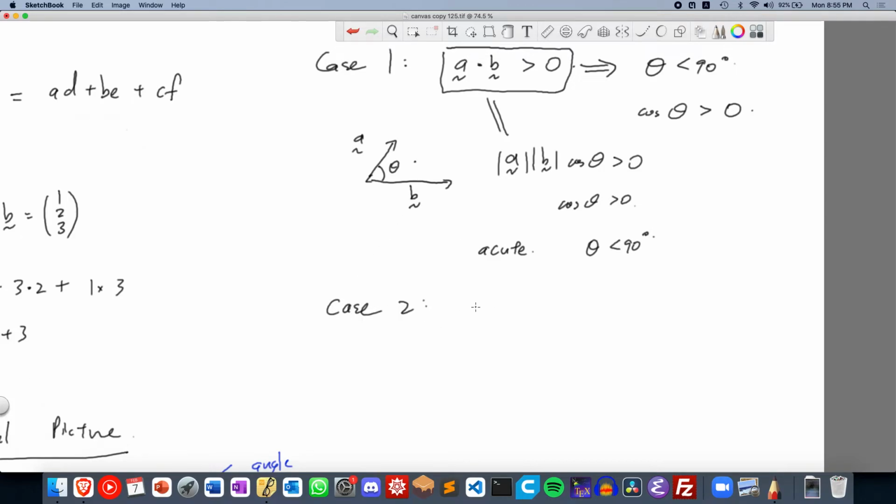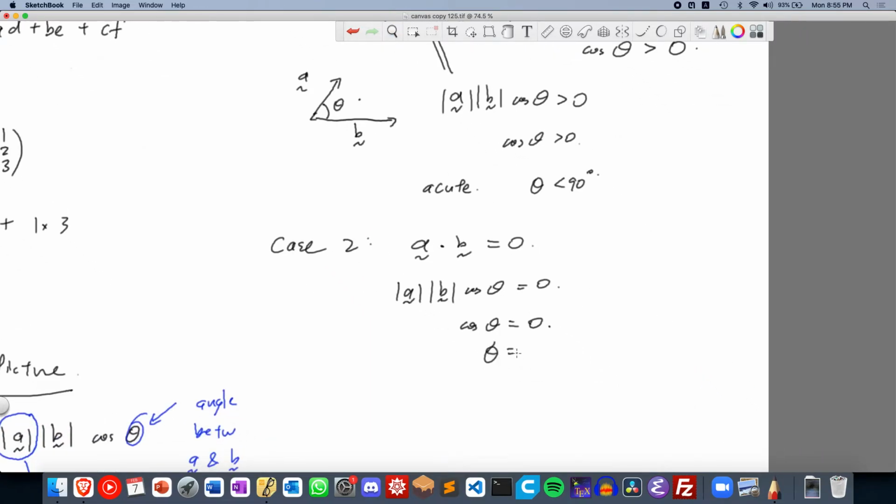Second case, if a dot b is 0, then that would mean that length of a times length of b times cosine theta equals 0, and provided that none of them are 0 lengths, then cosine theta equals 0. And what does that look like? Then theta equals 90 degrees. So that means that a and b are perpendicular to each other.